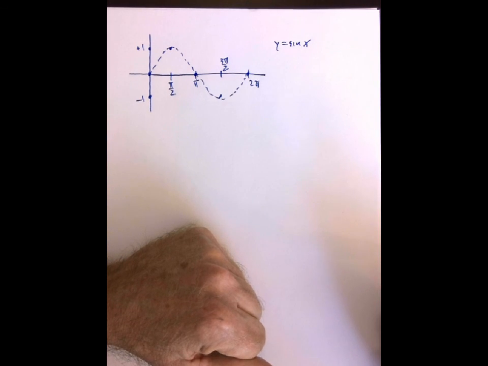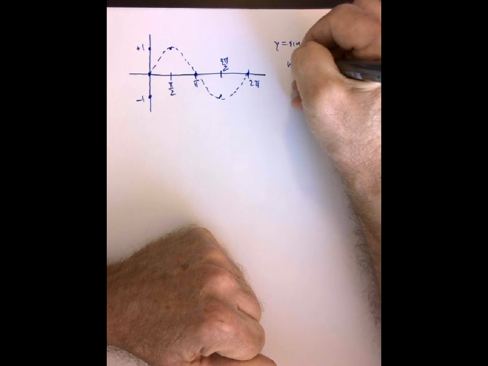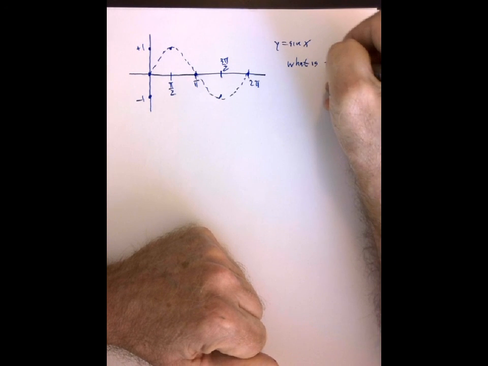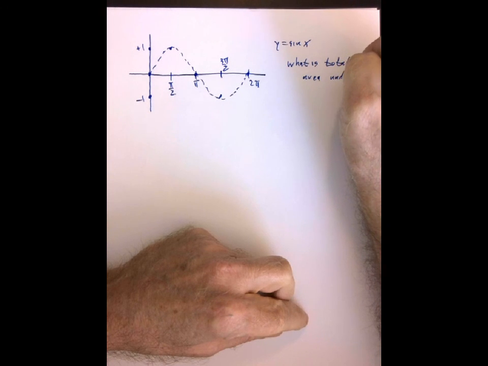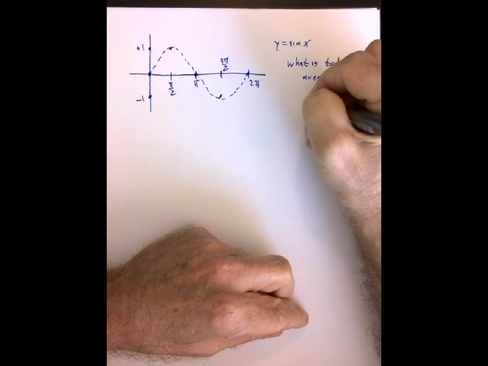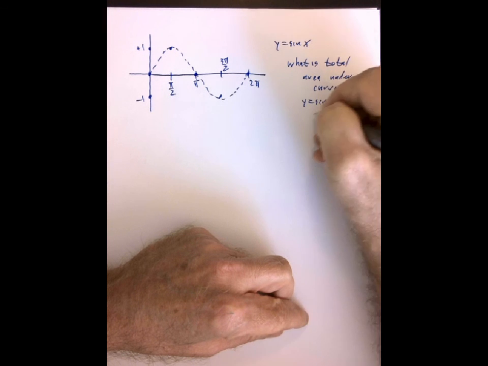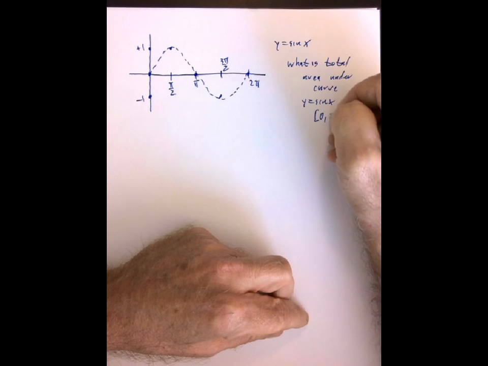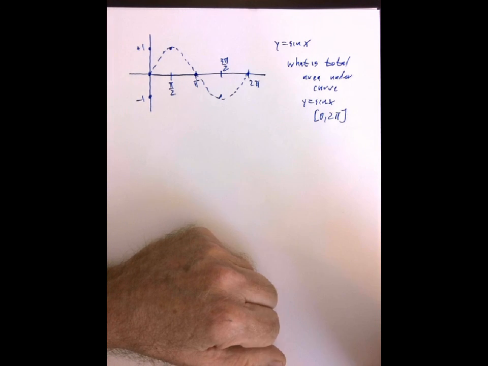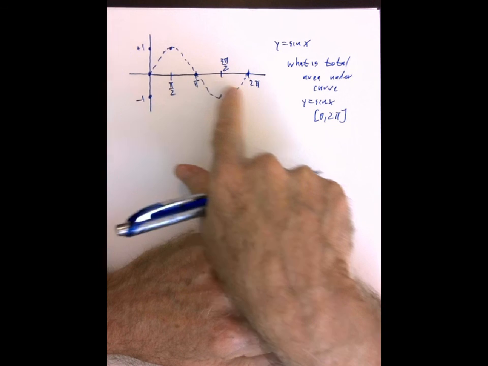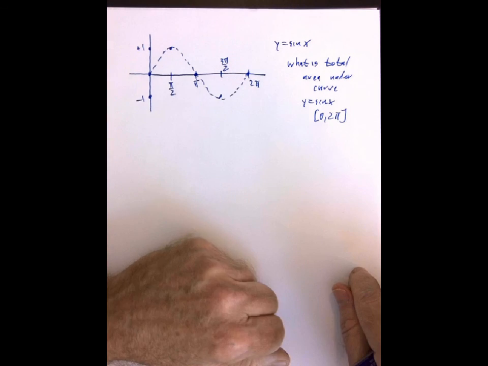What is the total area under the curve for y is equal to sine x on the interval 0 to 2 pi? Well, take a minute to think about that. Put your video on pause if you need to, but take a minute to think about it. If we were somehow able to calculate this total area, what would it come out to be?